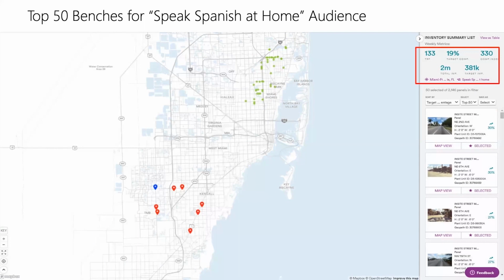Here's a high percentage of them, and look at the metrics on the right. Right. Yeah. So even way over-indexing for reaching the target of speaking Spanish at home.